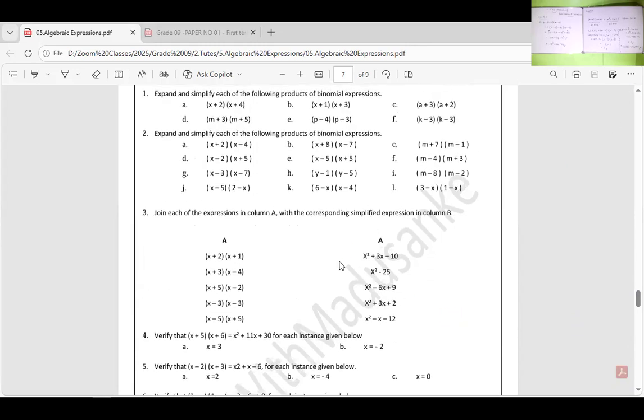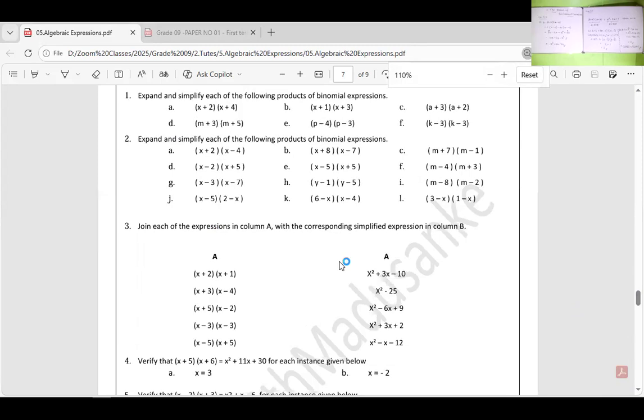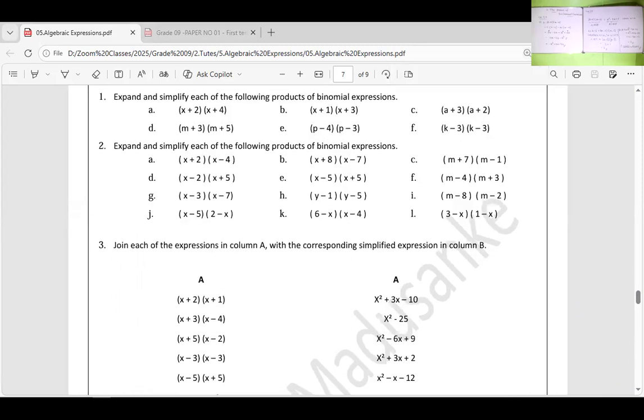Okay. Exercise 5.2, part E. Please do this, and I want to see who finishes first. Do it fast and send me the answer.